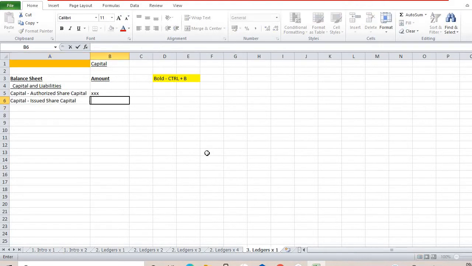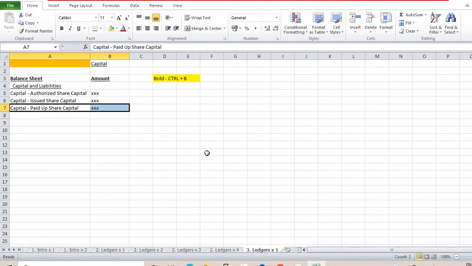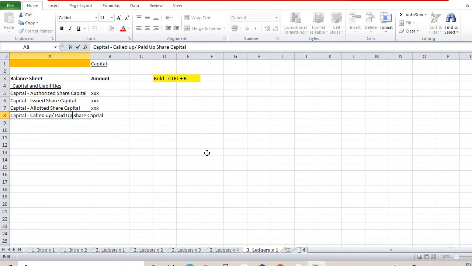And again XXX, we'll put a dummy amount there. Capital, paid up share capital, put a dummy amount there. Capital. Before paid up, we should look at called up, allotted share capital, paid up and called up share capital, or called up and paid up, called up / paid up share capital.